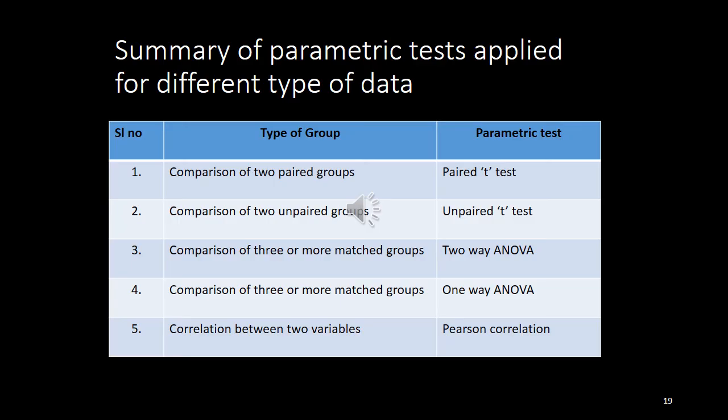Seeing the summary of today's lecture, we have seen the parametric tests applied for different types of data in testing of hypothesis. First is comparison of two paired groups, we use paired t-test. Comparison of two unpaired groups, we use unpaired t-test. Comparison of three or more matched groups, we use two-way ANOVA, and comparison of three or more unmatched groups, we use one-way ANOVA, and for correlation between two variables, we use the Pearson correlation test.